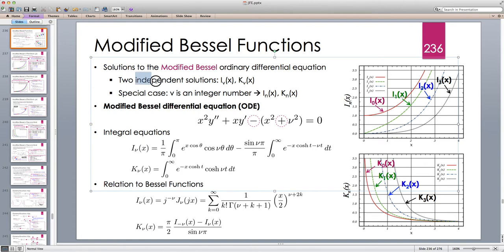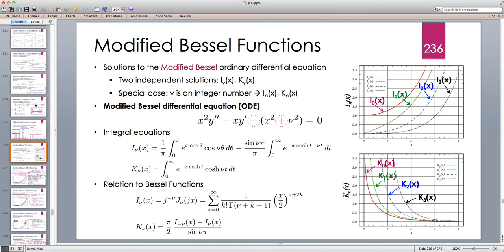So we need two linearly independent solutions, which are denoted by I nu and K nu, and nu is the parameter of the differential equation. And when nu is an integer, in this special case, we denote the solutions by In and Kn. So In is the modified Bessel function of the first kind, and Kn or K nu is the modified Bessel function of the second kind. And the modified Bessel differential equation is x squared y double prime plus x y prime minus (x squared plus nu squared) y is equal to 0.